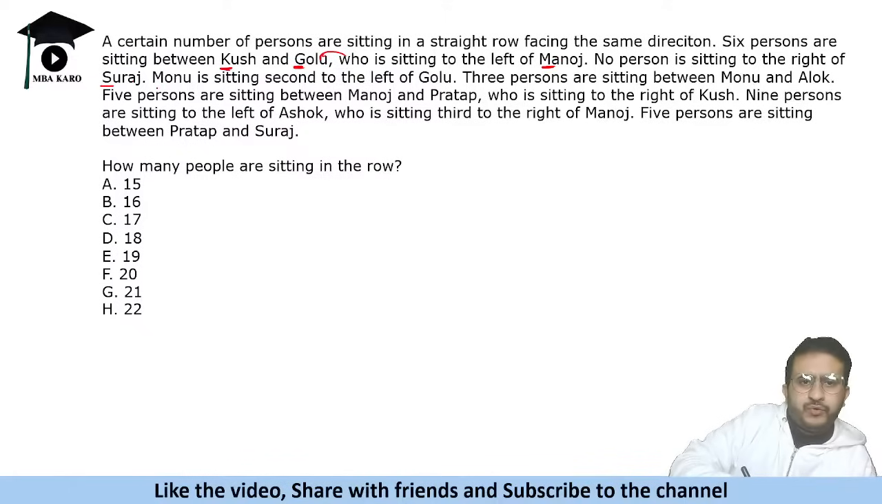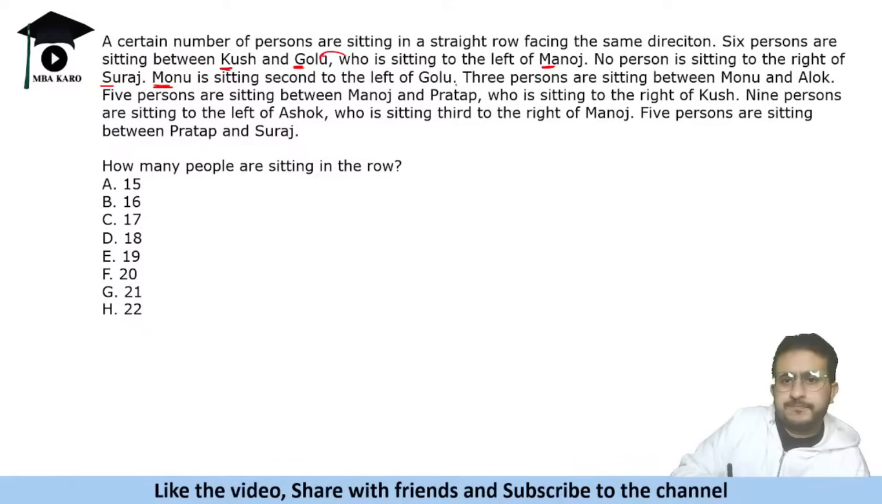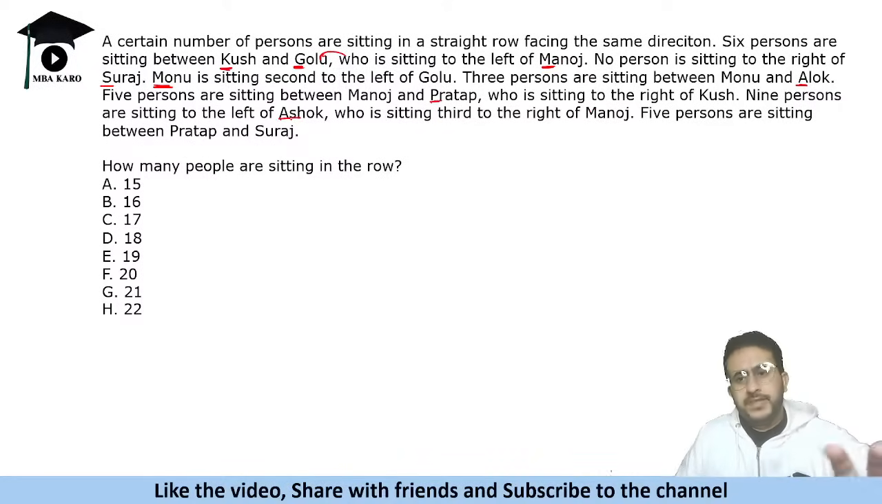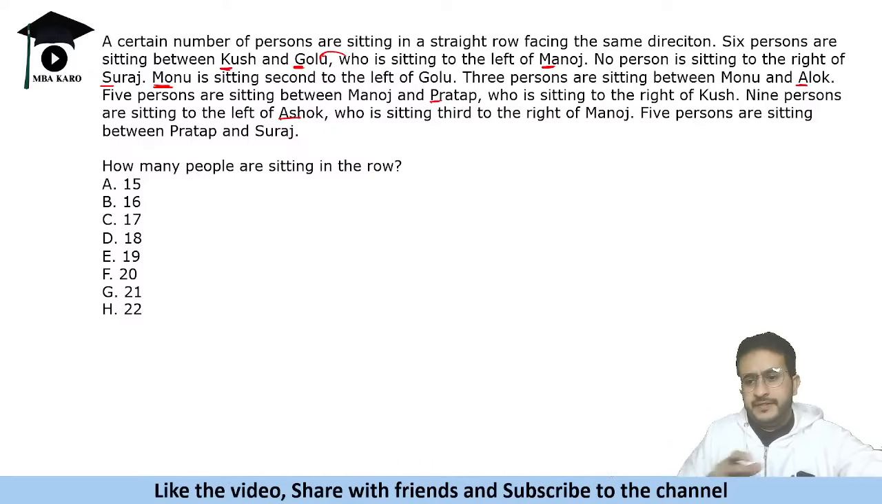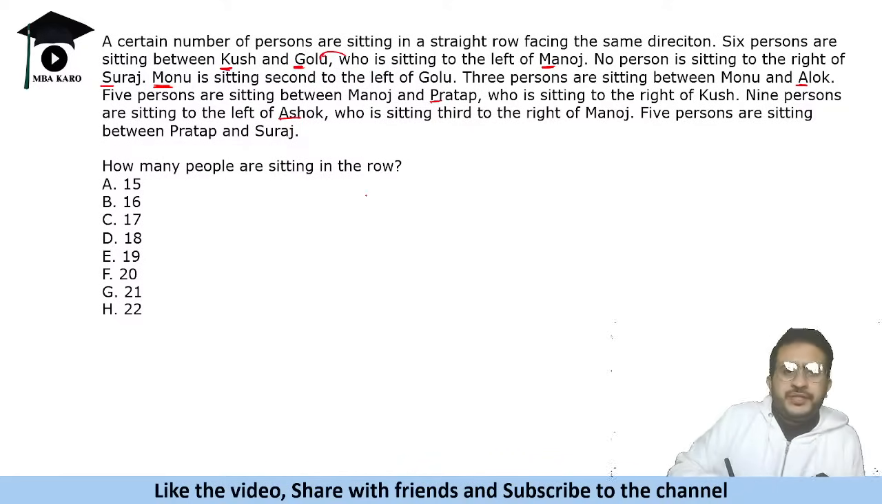Then we have Monu, which is different from this, and Monu and Alok. There is one more person, Pratap. So these are the people. Ashok is one more person. So there are some people who are mentioned, and we need to find the total number of people in this arrangement. We are given names of few people. So let's start with it.